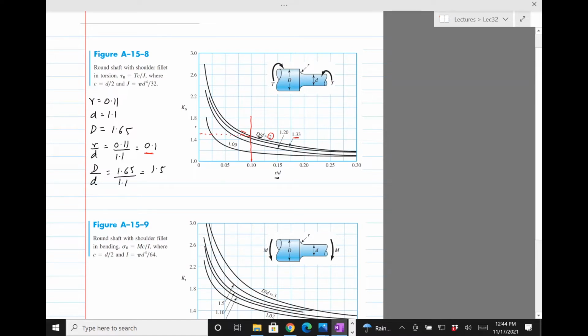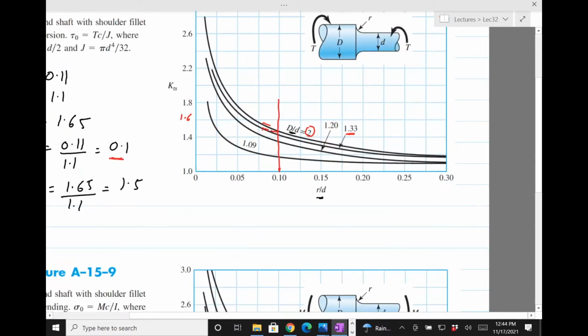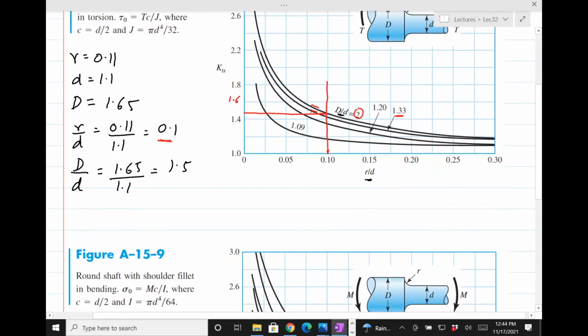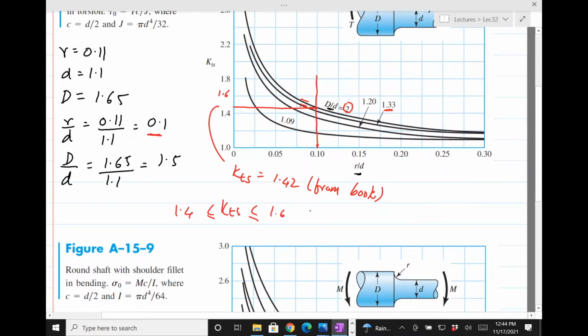Oh, it's not 1.5, I think, because let's see, this is 1.6, right? Yeah, and the way I drew it, something like this. It looks like it's slightly below 1.5. I'll just stick to the value the book gave, but I would say anything in the range of 1.4 to 1.6 is perfectly acceptable in the exam. So I'll stick with KTS equals 1.42 from the book. However, if you choose KTS anywhere between 1.4 and 1.6, it is correct. That won't change the answer much, so let's stick to 1.42.